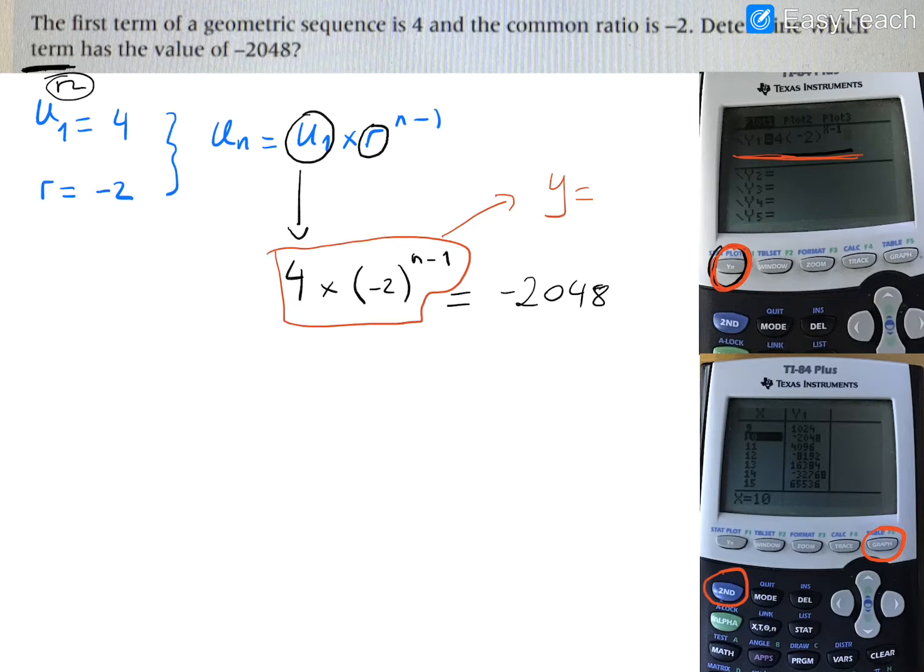Okay, so as you see, when x equals 10, here we have minus 2048. So for n equal to 10, this equation will satisfy minus 2048. Okay, that's the second one.